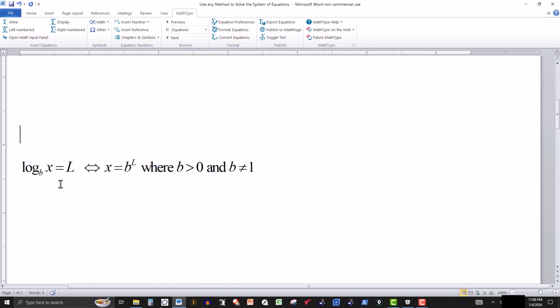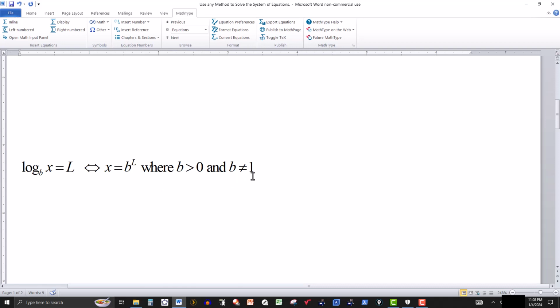And it looks something like this. The log of x to base b equals some number L. That's your logarithm, if and only if, that's what this symbol here means, this implies what's on the right, and what's on the right implies what's on the left. So if you have this type of equation, you can write it as x equal to b to the L, where the base of the logarithm is always positive and never equal to 1.